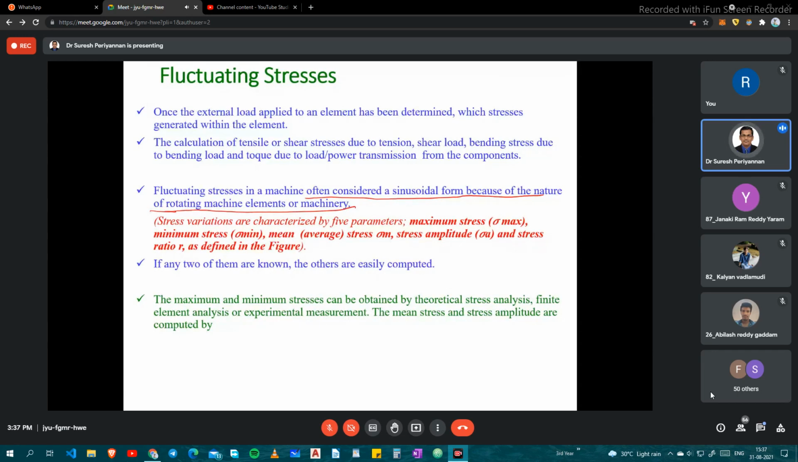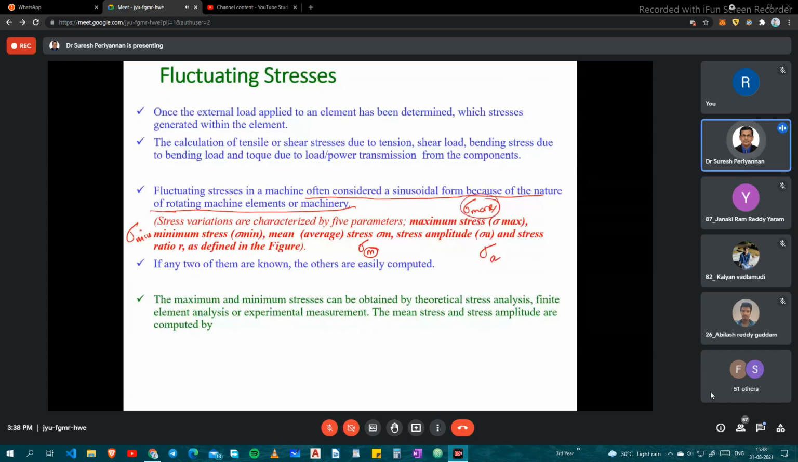Now the stress variations are characterized by five components. One is sigma max, the maximum stress, and sigma min, the minimum stress. Sigma m is the mean stress, not minimum, the average stress. Sigma a is the amplitude of the stress. How many stress components?